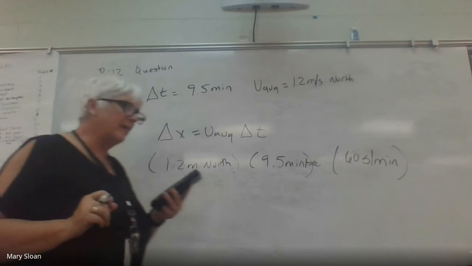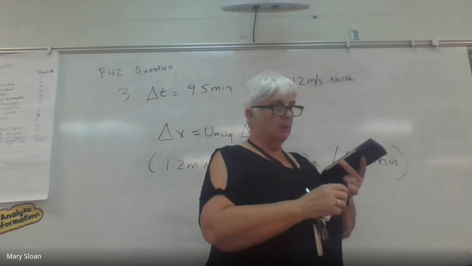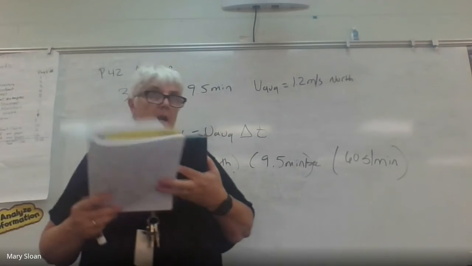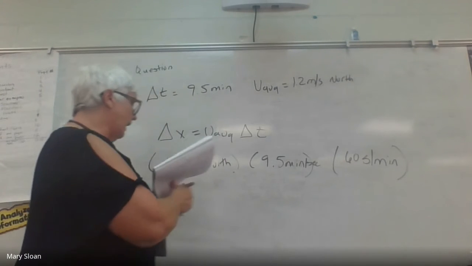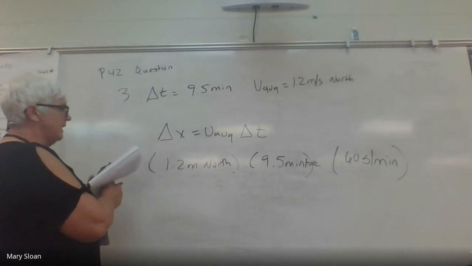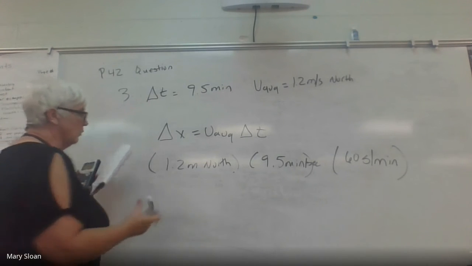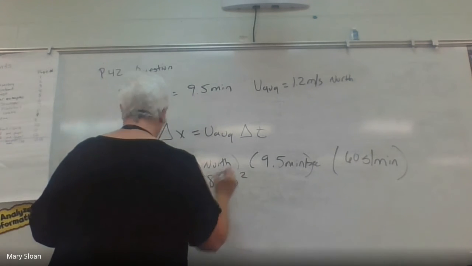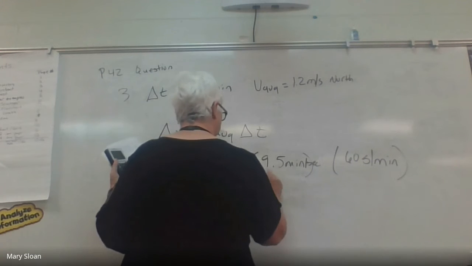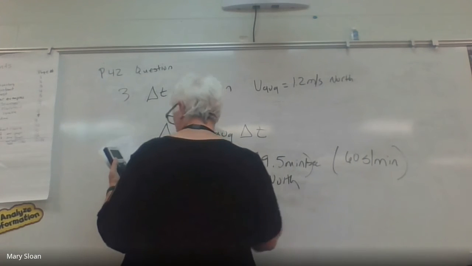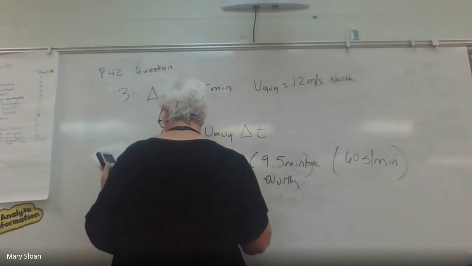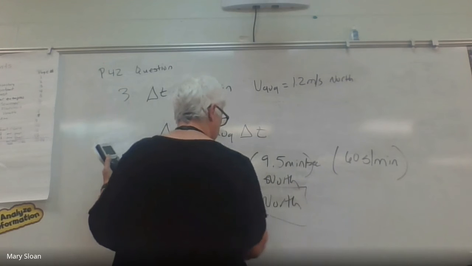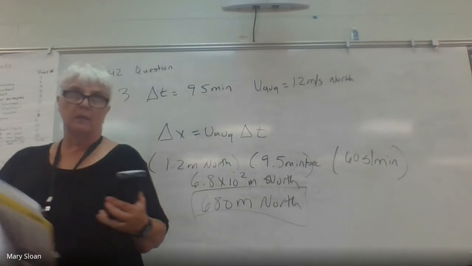All right, I got 6.84 times 10 to the second power. Now, you can either write 6.8 times 10 to the second, or the other way is what? 680 meters north. Okay? Either one's fine.